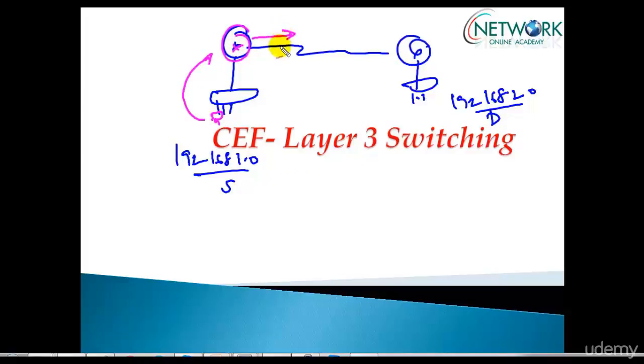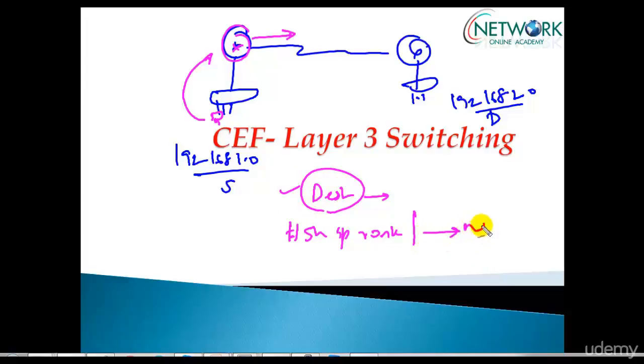Now, the router's job is to find the destination network ID. So it is going to verify the routing table, show ip route, and ensure that the destination network ID is present in the routing table. If it is present, then it will see what the next hop address is, and based on that next hop address, it is going to forward via a specific exit interface, and then finally forward the packet.